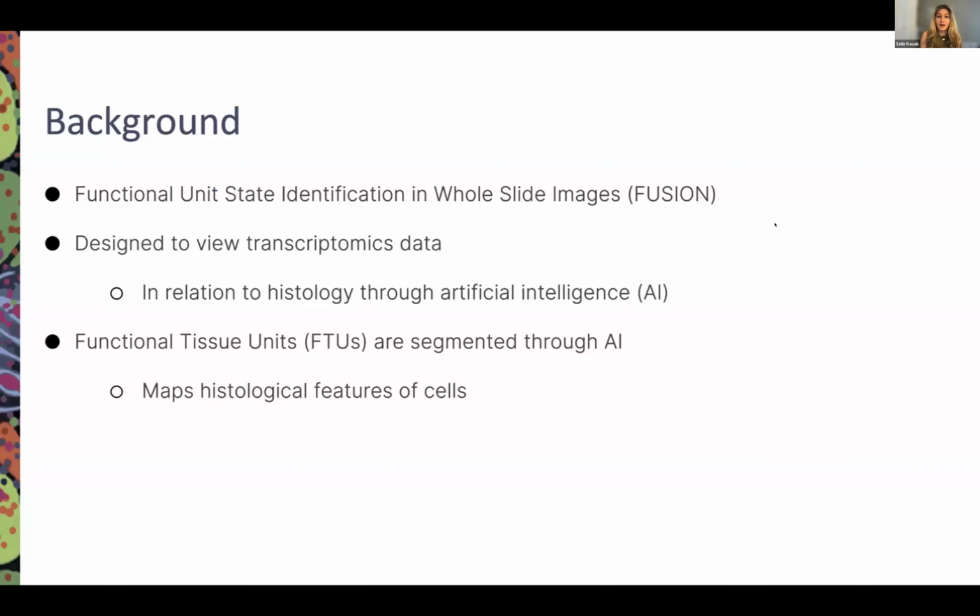So for a little bit of background, fusion is the functional unit state identification in whole slide images. It's designed to view transcriptomics data in relation to histology through artificial intelligence, or commonly known as AI. Functional tissue units, or FTUs, are segmented through this AI to map the histological features of cells.